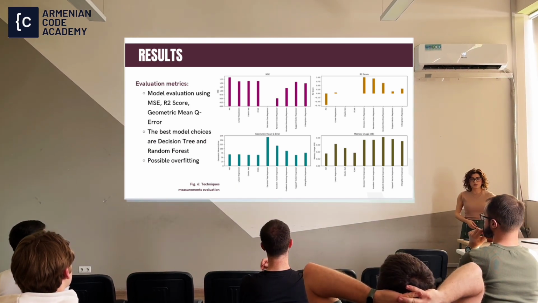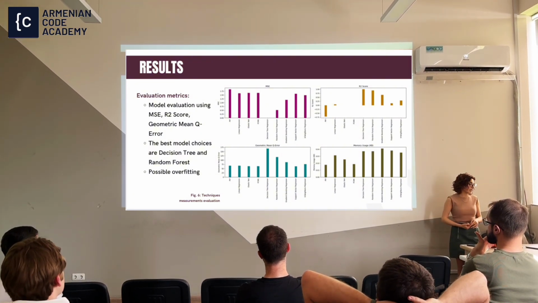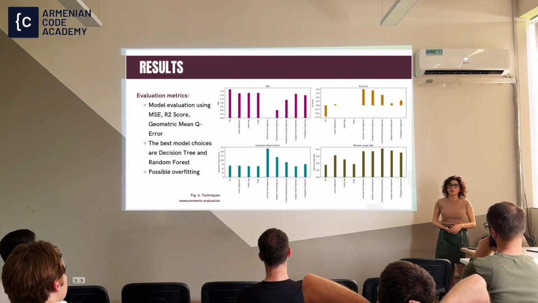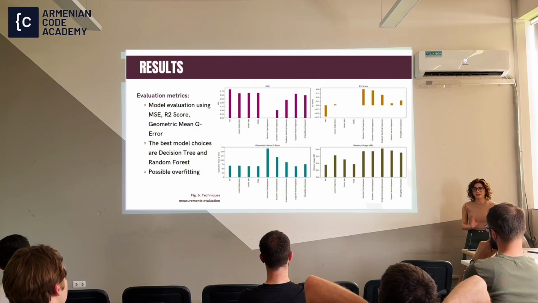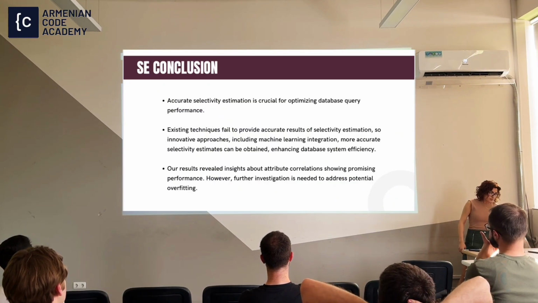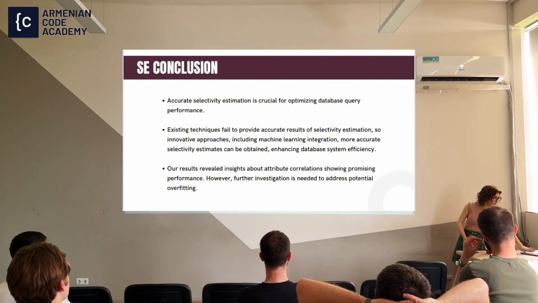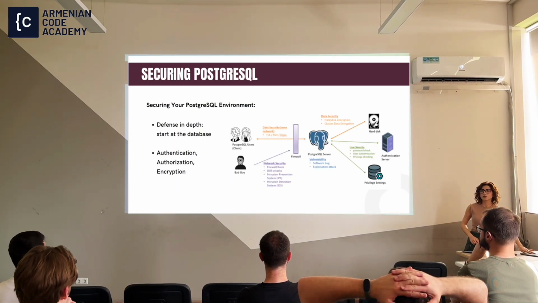Our resulting model, based on these values, shows that the best model choices are decision tree and random forest. However, there is a possibility of overfitting, which should be considered later. We didn't concentrate on that much. But our conclusion was that the accuracy of selectivity estimation is crucial in query optimization techniques. If there are any questions for this query optimization, we can discuss it now.